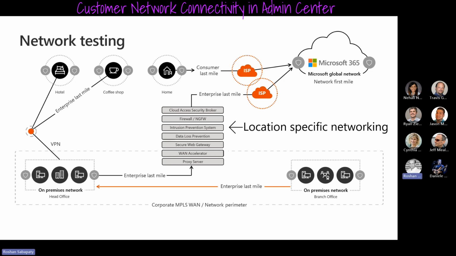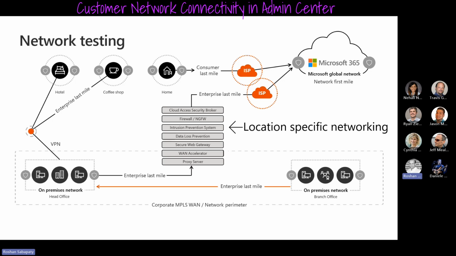So I think the main call out here is that in the enterprise last mile, you've got different locations like the head office and the branch office, and those locations may have different experiences, and they may have to take a longer path. They may have to go through a central stack of network security devices. It's important for the Microsoft 365 tenant admin to understand what the experience for the user looks like at each of these different locations.